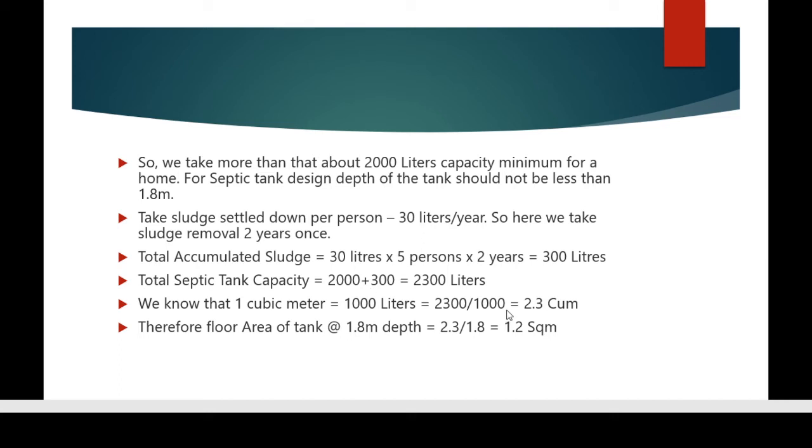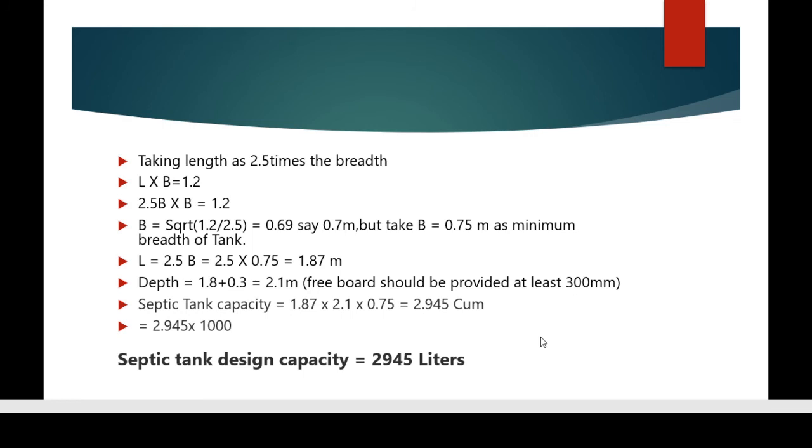Therefore the flow area of the tank at the rate of 1.8 meter depth. We are taking the depth equal to 1.8 meter. The flow area will be this 2.3 cubic meter divided by 1.8, so we will get 1.2 square meter. Next one, taking length as 2.5 times the breadth. So length into breadth is equal to 1.2, which is the floor area.